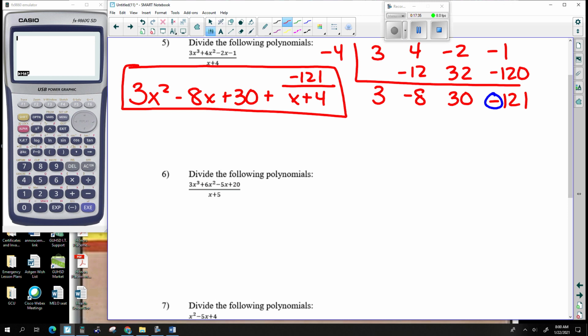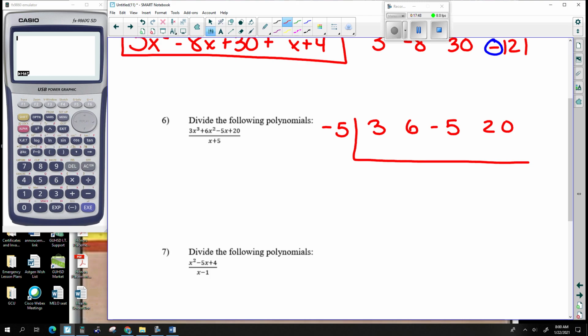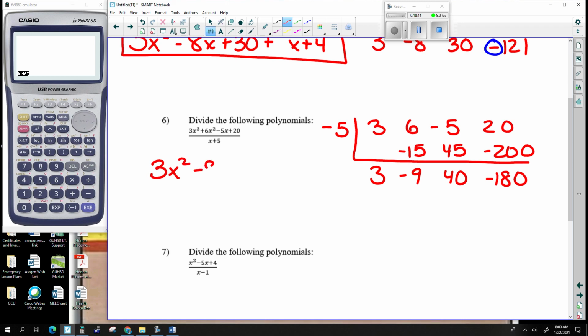So no missing pieces. So this is a 3, 6, negative 5, 20. So it's not missing any of the letters. Dividing by an x plus 5, so that's going to be a minus 5 on the outside. Drop the first number, multiply, add, multiply, add, multiply, negative 200, add, and such. The original number was an x to the third, so my first answer is going to be an x squared.